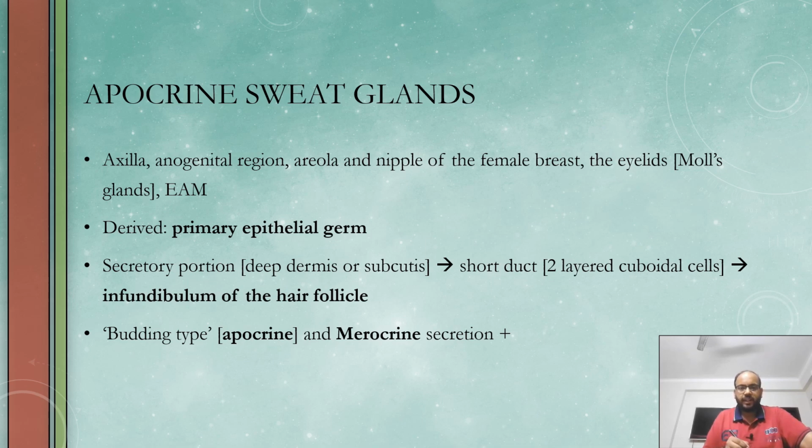The apocrine sweat glands are seen in the axilla, anogenital region, areola and nipple complex, the eyelids where they are known as the Moll gland, and the external auditory meatus. Their development is predominantly at the time of puberty. They are derived primarily from the epithelial germ layer. Like eccrine glands, they have two parts: a secretory part and a short duct which opens in the infundibulum of the hair follicle.